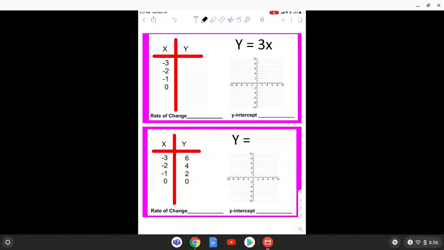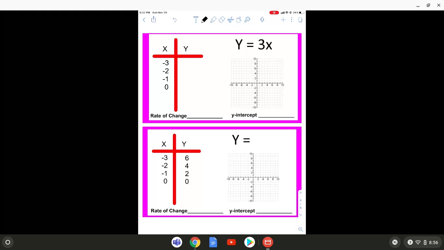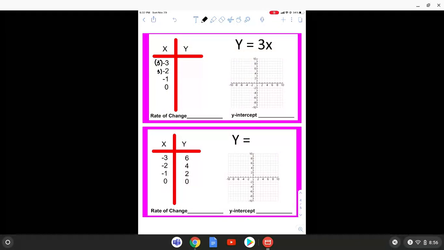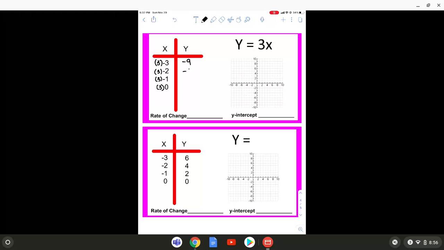Okay, so here I'm given an equation, and I have to figure out the table and the graph, and I have to figure out the rate of change and the y-intercept. So the first thing I'm going to do is see that my equation asks me to multiply all of my x values by 3. So that's what I'm doing over here on the left side right now. So I do negative 3 times 3, negative 2 times 3, negative 1 times 3, and then 0 times 3.